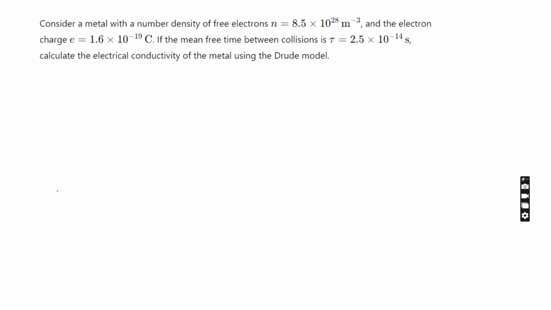Now let us go to these few mathematical problems. Consider a metal with a number density of free electrons n equal to 8.5 into 10 to the power 28 per meter cube, and the electron charge is equal to 1.6 into 10 to the power minus 19 coulomb, and the mean free time between collisions tau is equal to 2.5 into 10 to the power minus 14 second. Calculate the electrical conductivity of the metal using the Drude model.